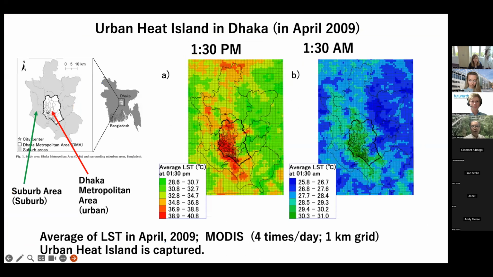This shows the urban heat island formation in Dhaka, the average land surface temperature of April 2009. In the left map, you can see the Dhaka metropolitan area. This is the urban area, as we defined it, and the surrounding area is defined as the suburb area. Some people live and move within the urban area, others stay in the suburb area, but some commute from outside to inside, or the opposite, inside to outside. So we are focusing on how these movements make a difference when we evaluate the heat exposure of these residents. And this is the result.